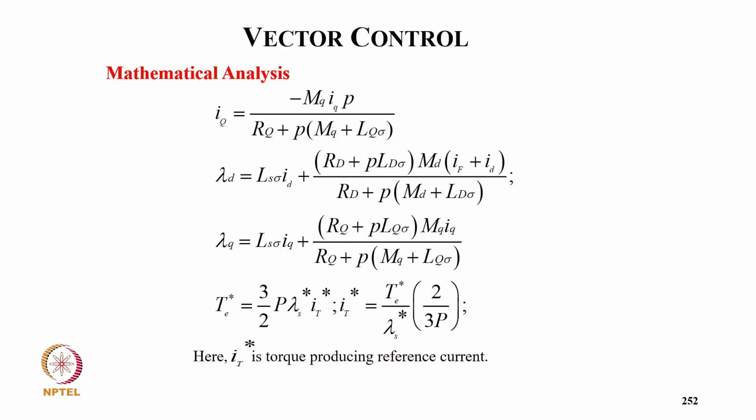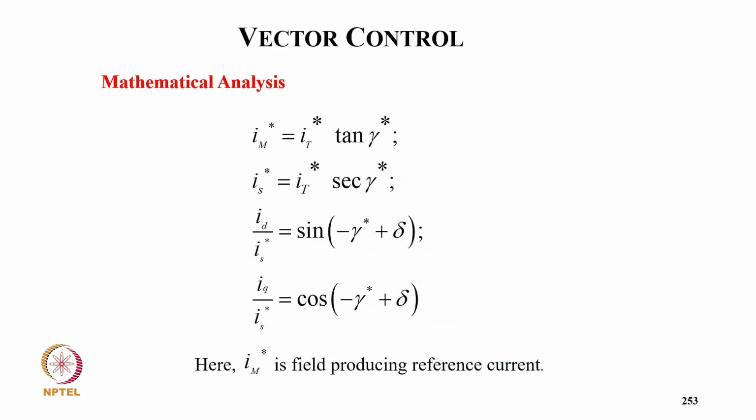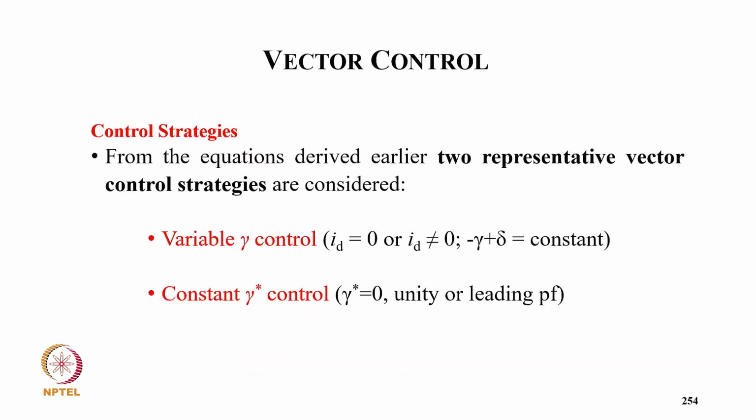IT star equal to T star divided by lambda S star into 2 by 3 P, where IT star is the torque producing reference current, and with this IM star equal to IT star tan gamma star, and IS star equal to IT star sec gamma star, and ID upon IS star equal to sin in bracket minus gamma star plus delta, and IQ upon IS star equal to cos in bracket minus gamma star plus delta. Hence IM star is the field producing reference current.